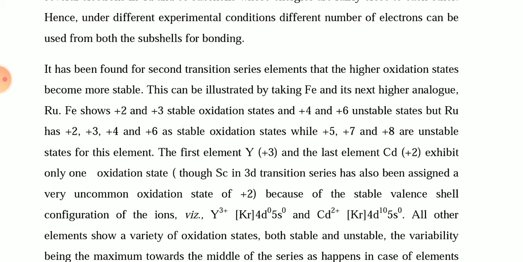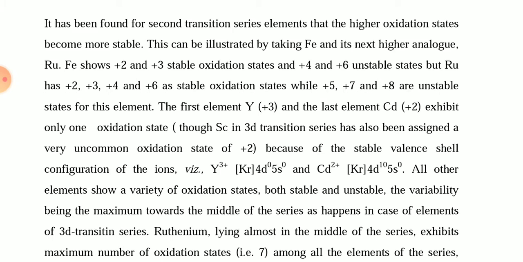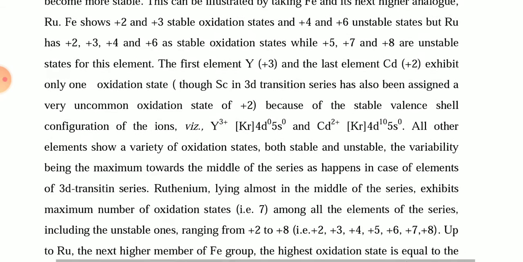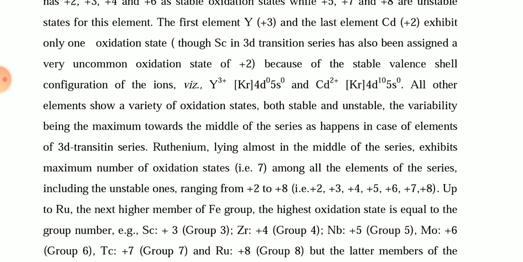But in scandium, of the 3d transition series, it is also seen that scandium shows a +2 oxidation state because of the stable valence shell configuration. Yttrium +3 has the electronic configuration krypton 4d0 5s0, and cadmium +2 has krypton 4d10 5s0. All other elements show a variety of oxidation states, both stable and unstable, variability being the maximum towards the middle of the series, as happens in the case of the 3d transition series.